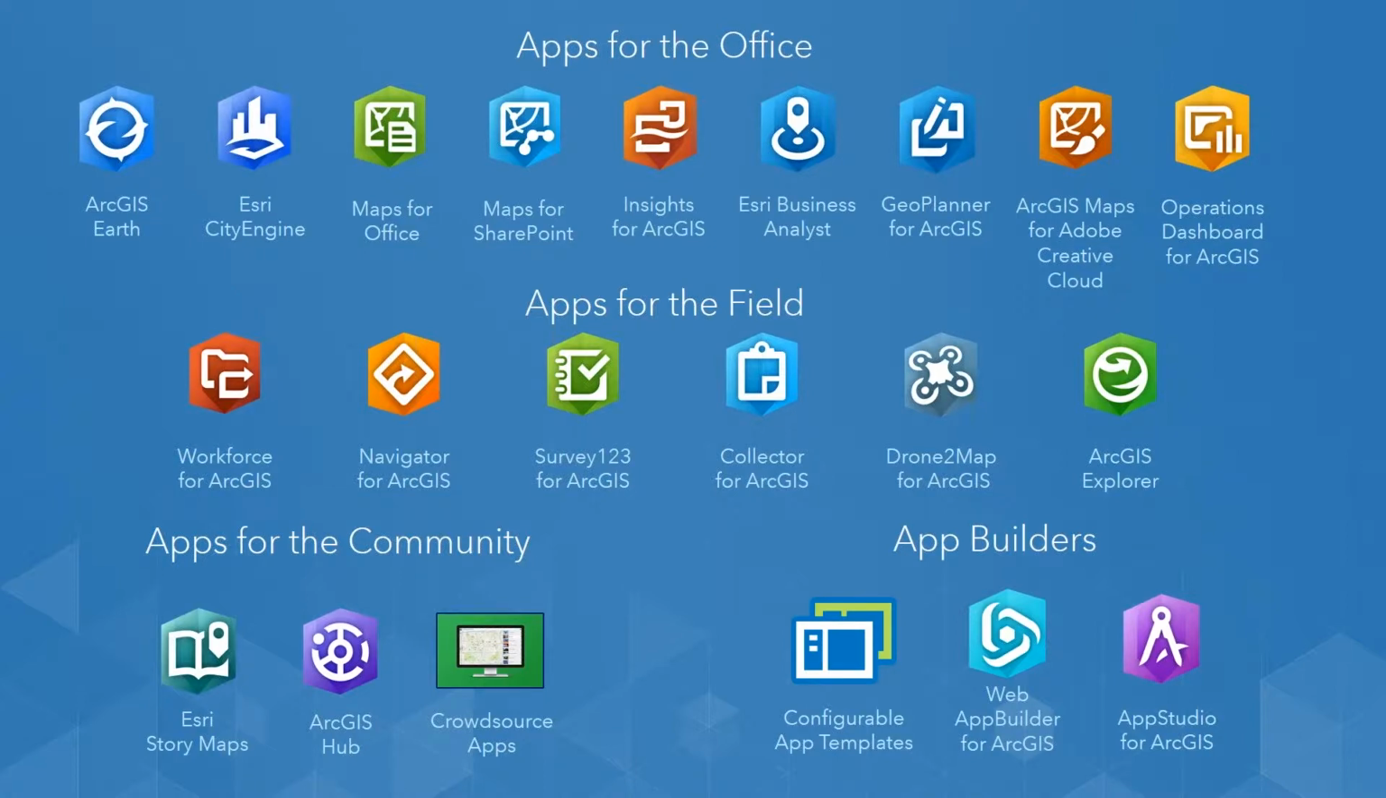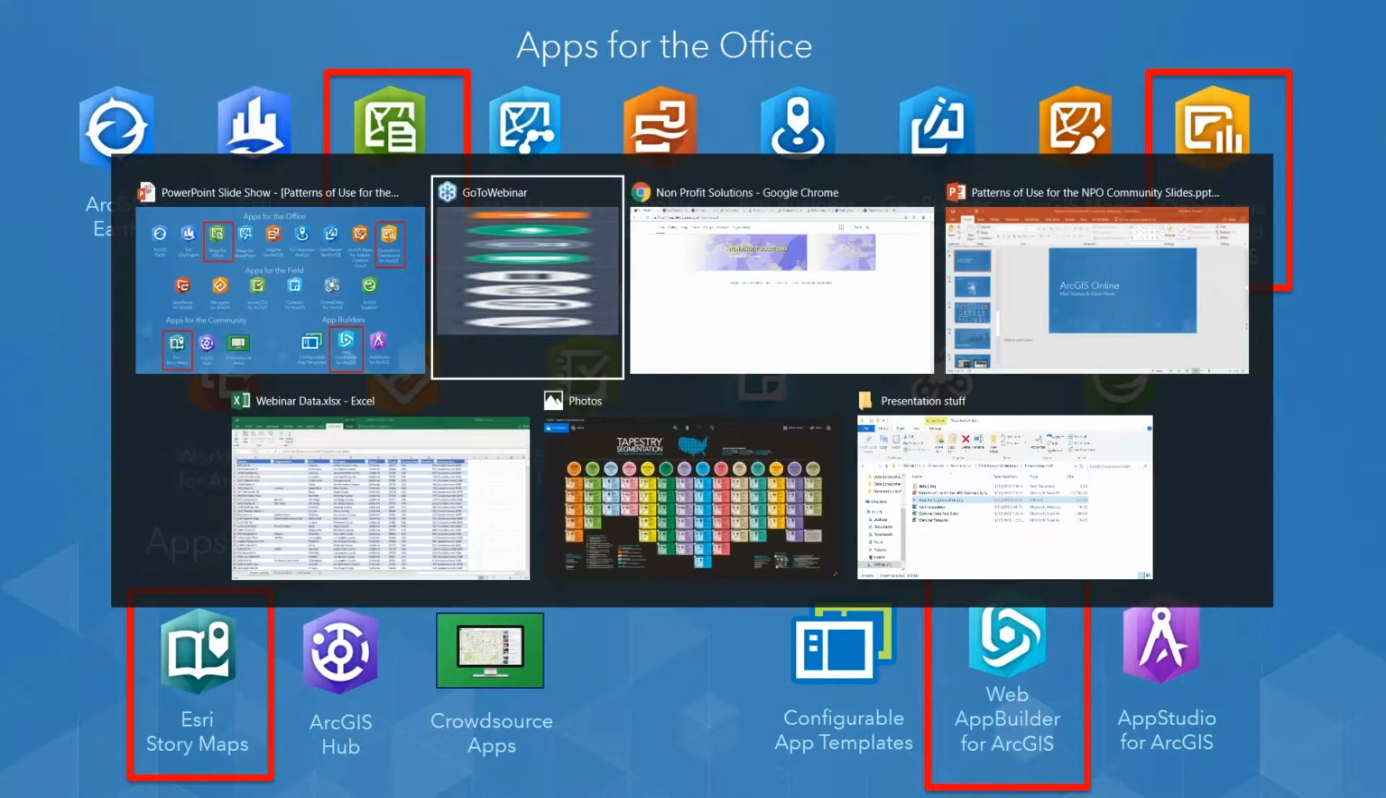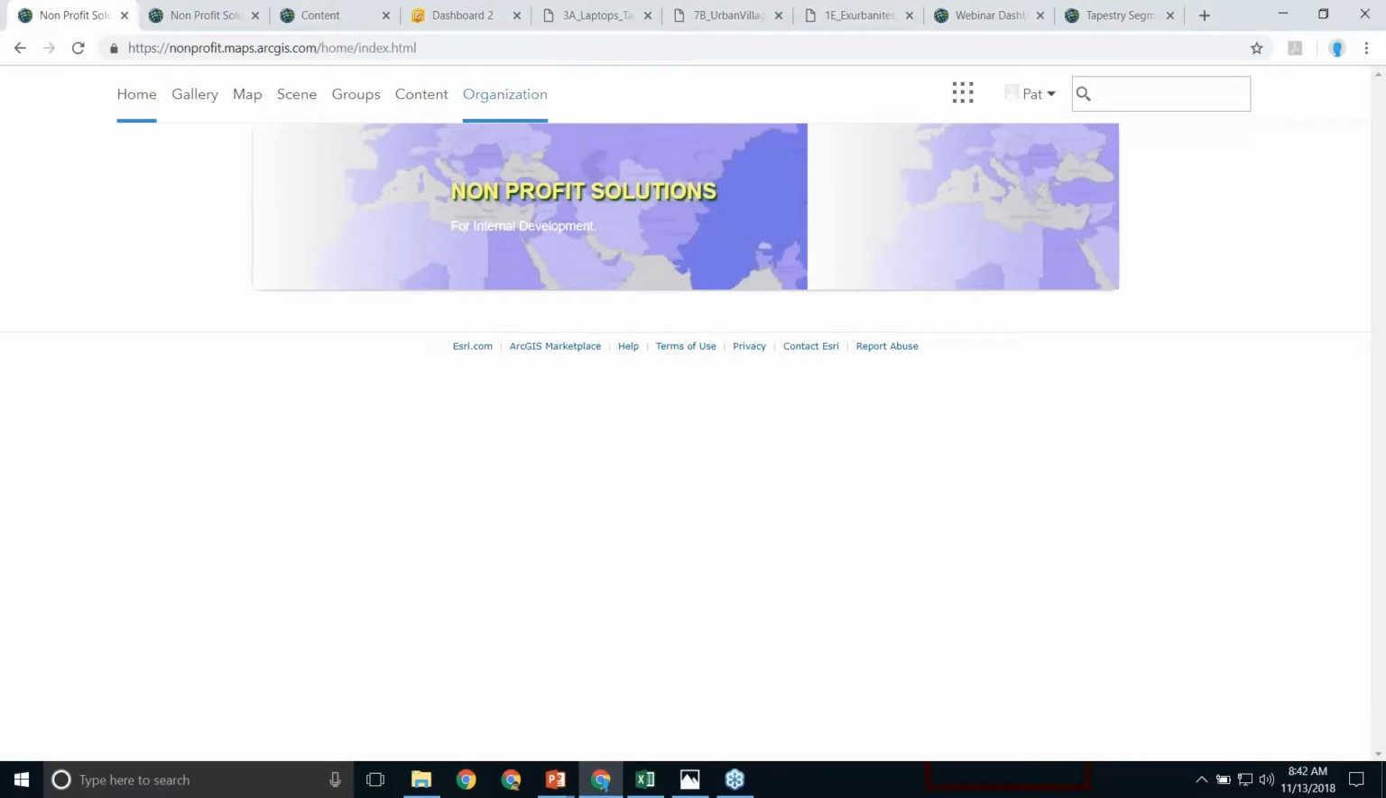Now, today we're going to focus on 4 of these applications. In my demonstration, we'll look at ArcGIS Maps for Office, as well as Operations Dashboard. And then Adam will show us Esri Story Maps, as well as the Web App Builder for ArcGIS. So we'll go ahead and start by looking at what happens when we open ArcGIS Online, especially for those of us that are brand new to it. We get to our splash screen, and this can be doctored up to fit the look and feel of your organization with your own unique logo and everything.